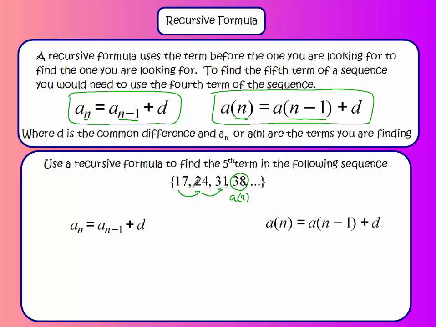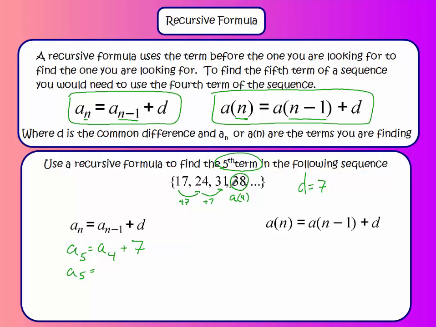From one to the next. And it looks like 17 to 24, I'm adding 7. And then 24 to 31, again, I'm adding 7. And 31 to 38, I'm adding 7. So the common difference here is 7. So D is 7. So let's see how to do this. If I want to find the fifth term, then I'm looking for A sub 5. And A sub 5 is going to be A sub 5 minus 1, which is 4, plus the common difference, which is 7.